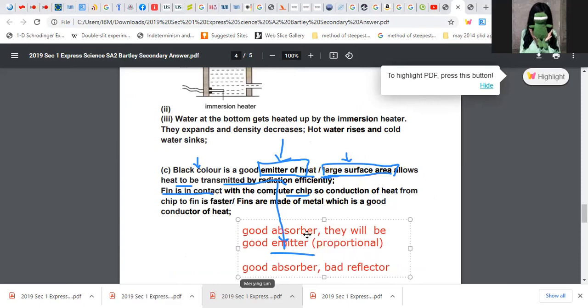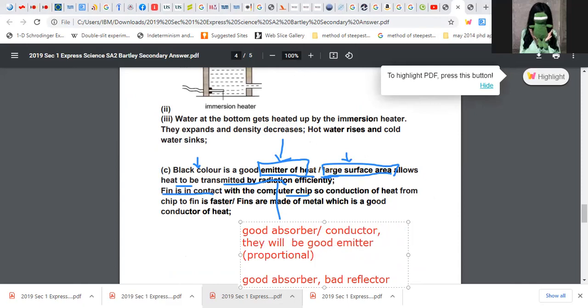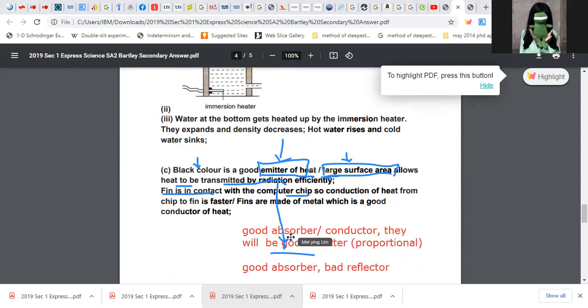So absorber and what? Conductor should be the same. Radiator and emitter are the same. Absorber and conductor are the same. I'm done. Then you can change.